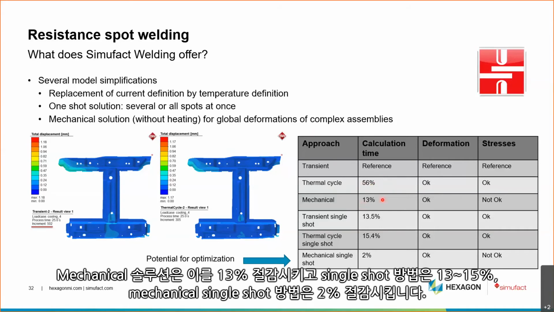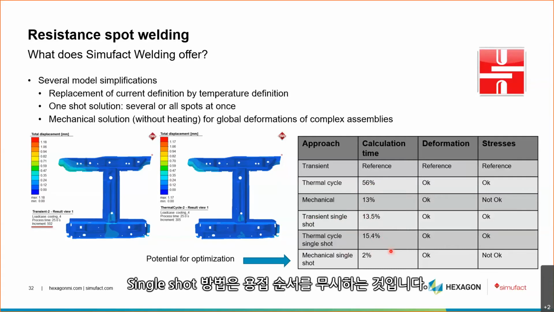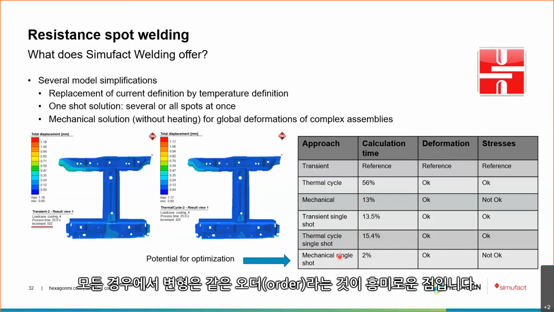The mechanical solution cuts it down to 13%. And then if you go to single shot, you also land somewhere between 13 and 15%. The mechanical single shot is at 2%. One has to understand that the single shot solution neglects the welding sequence, basically. And the interesting thing was that the deformation was in all cases in the same order of magnitude.